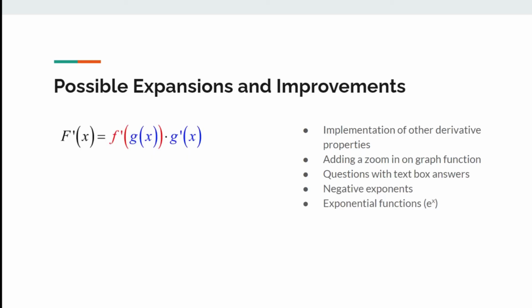If we had more time, we would want to implement even more features, including different derivative properties such as the chain rule and product rule. We would want to implement a zoom in feature for the graphs so that the user could see the graph in more detail and see specific points. We'd also want to implement things such as negative exponents and exponential functions and different types of questions that would allow for user input like text boxes.